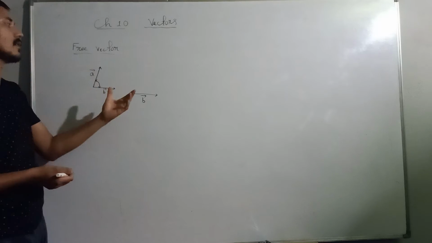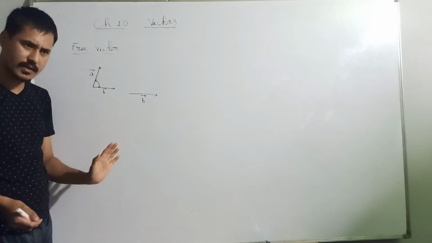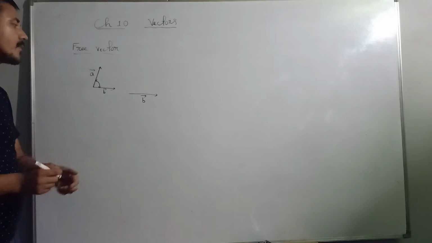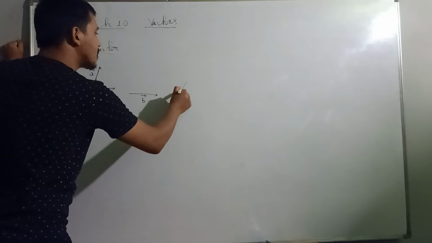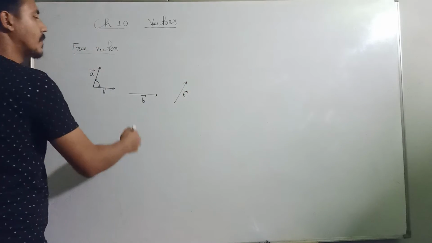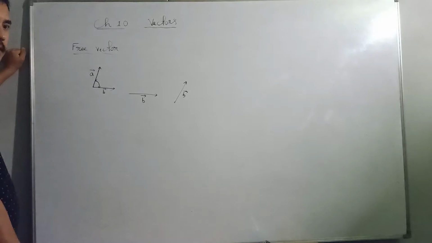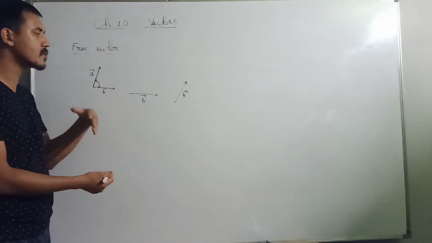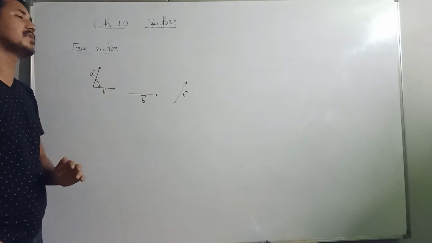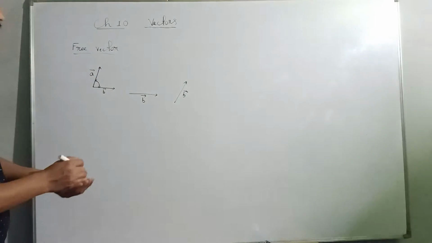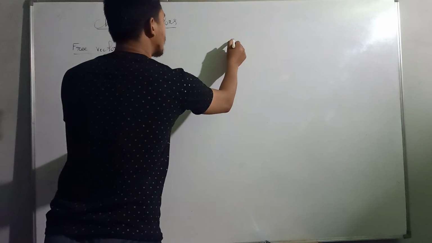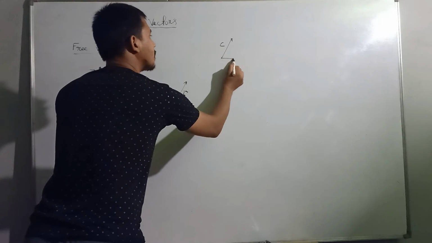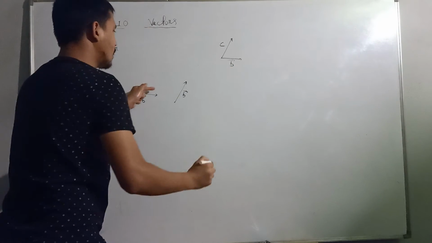Vectors can be shifted through a small displacement, a small distance, without changing the direction. Suppose this vector B, you cannot shift it in this way because its direction is being changed. So shifting of vectors can be done through a small distance without changing direction. This same vector B, suppose this is another vector C here, can be shifted here. See, no change in direction has been made.